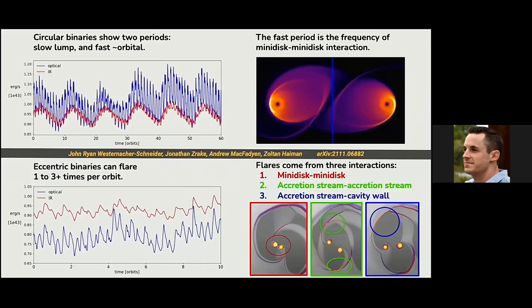So what we've found is that the mini-disks sort of generically develop an eccentric morphology, and they precess in the retrograde direction. Their relative phases sort of approach 180 degrees, and so then they precess into each other at a frequency that is giving you this fast modulation here.